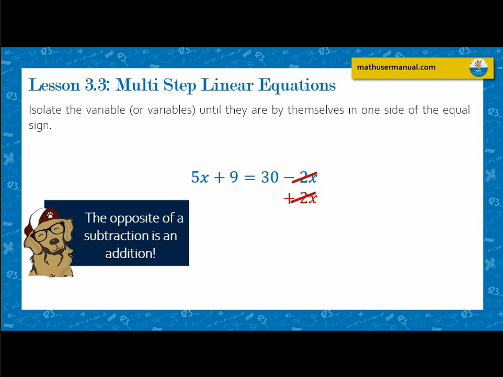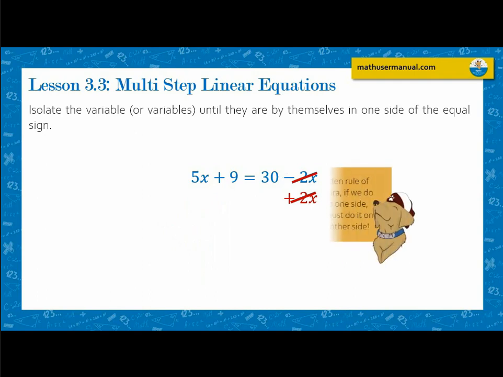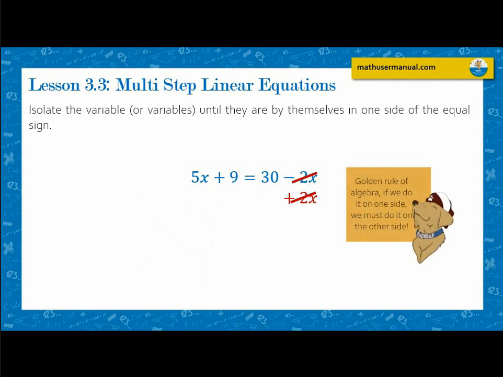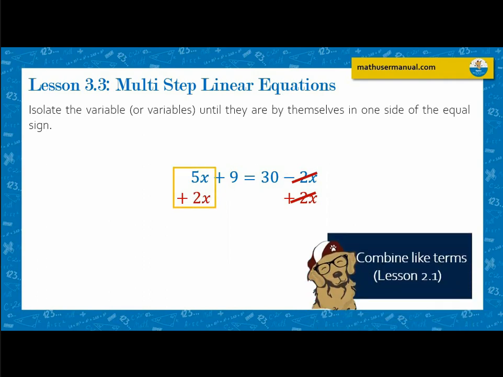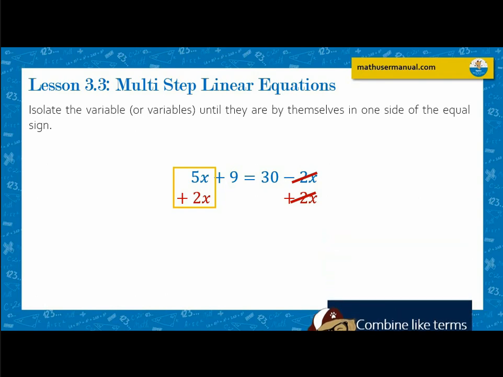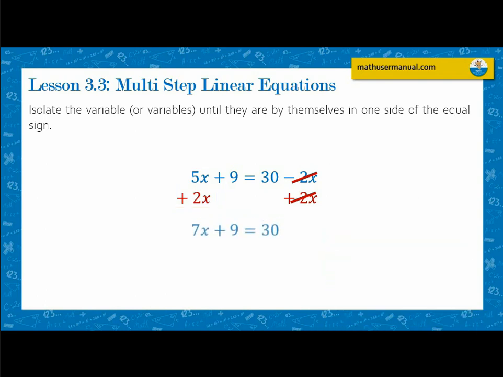Now that we cancel the 2x, we have to remember the golden rule. What we do on one side of the equation, we have to do on the other. If we did a positive 2x on the right side, we also have to do a positive 2x on the left side. After that, we just do the operation: 5x plus 2x. This is combining like terms, as we learned in lesson 2.1, that's unit 2 of this course. We just add the 5 plus 2 and keep the x, which is 7x. Now let's clean this up and we have an equation in a nicer form.